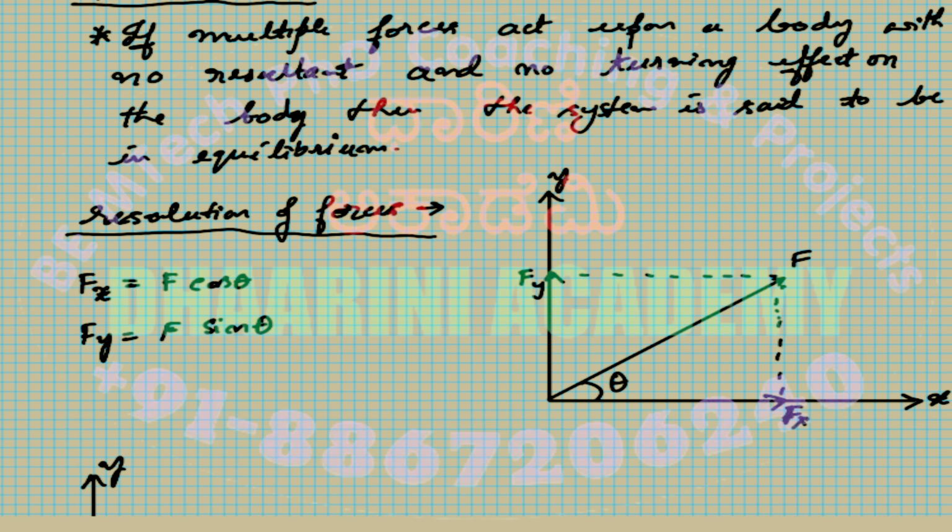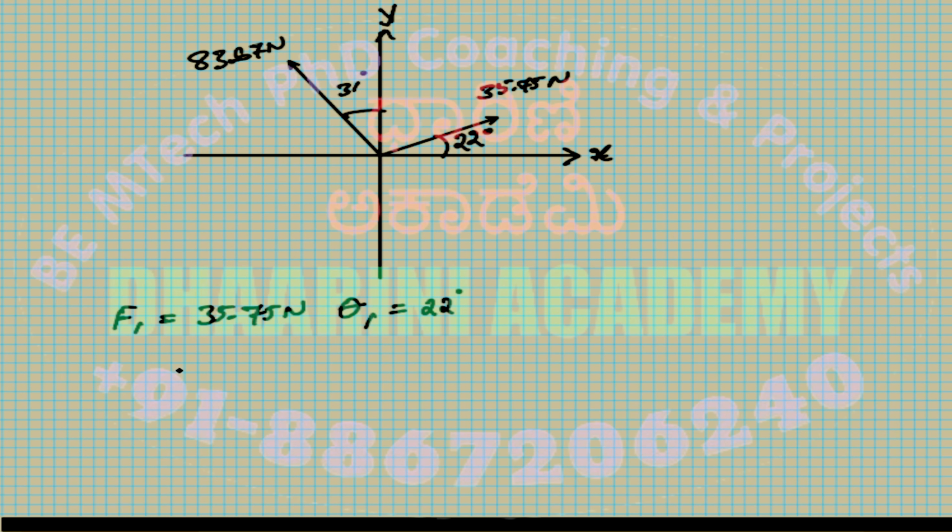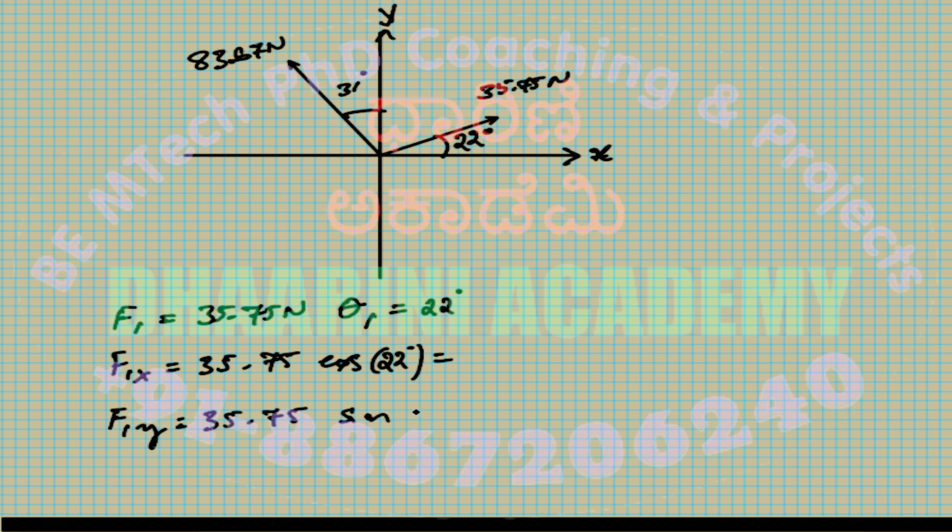So that's the first case. If the angle with respect to the x-axis is given, then we can write the force F1 along the x-axis as F cos theta. So that is 35.75 into cos 22 degrees. That's the first component. Then F1 along the y-axis could be 35.75 sine of 22 degrees.